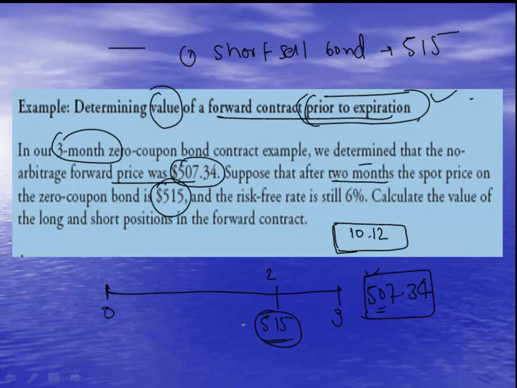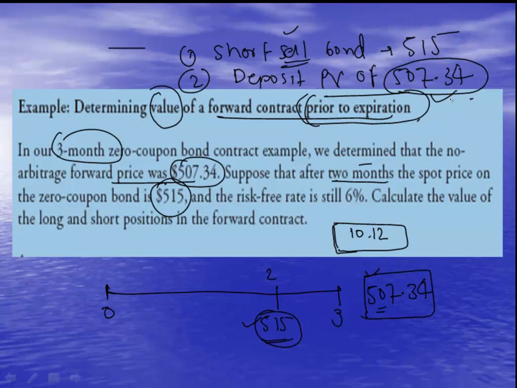The current price is 515, so if I short sell, I will receive 515. Simultaneously, out of this 515, I will deposit the present value, 507.34, into a bank, so that the amount I deposit becomes 507. Using my forward contract and 507, I will be able to buy a bond, and that bond would automatically square off my short position. So after 1 month from now, my position would be squared off automatically.